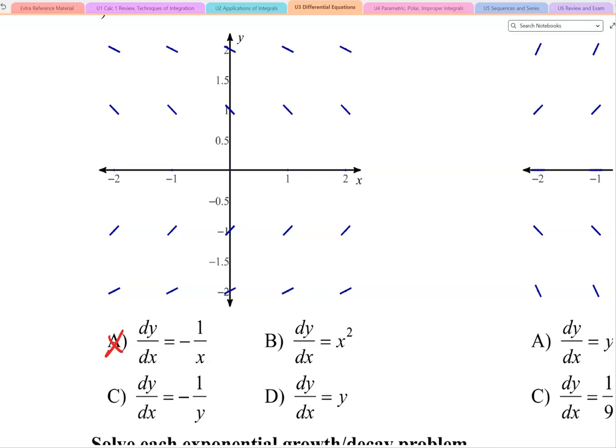x squared, so at any x position I would square it, and that's the only indicator of slope. So 0 squared should have a slope of 0 here.